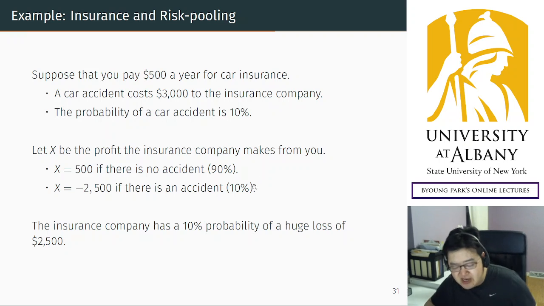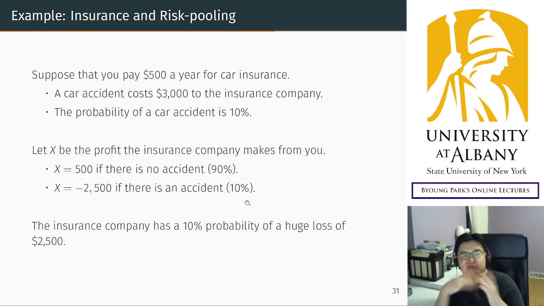Okay, then I'll show you another interesting example. This is more toward economics rather than statistical inference. I will show you the magic of risk pooling, which is based on the law of large numbers. I will consider an insurance policy. Suppose your car insurance premium is $500 a year.